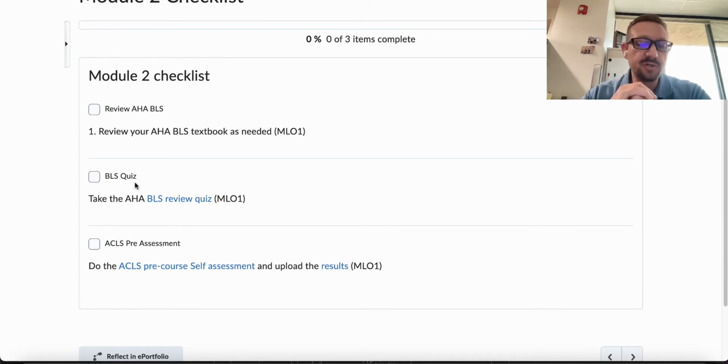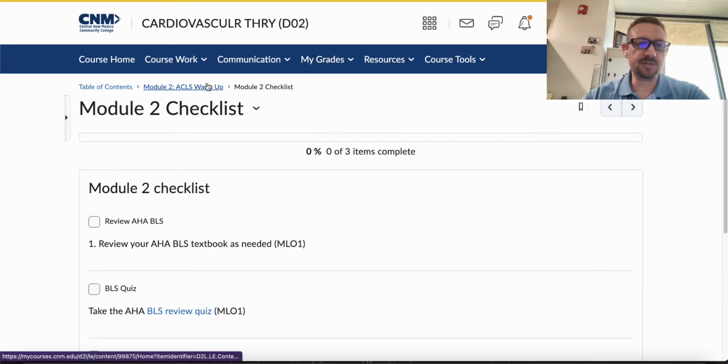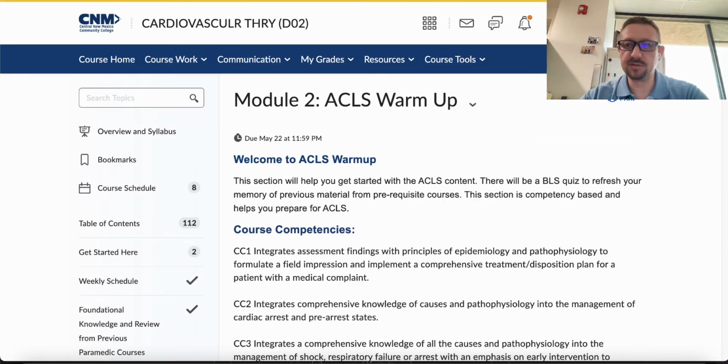You have a BLS quiz that you'll take in this module. It is graded, goes into your gradebook. You have 5 attempts to complete it. Generally, you probably will find after taking the first attempt, you'll know what you need to work on, and you can probably power through it pretty quickly. And then the last component is to do the ACLS pre-assessment, and you'll upload this document as an assignment to complete the module. All right, let's go back to the module and look at these components to go with our checklist.